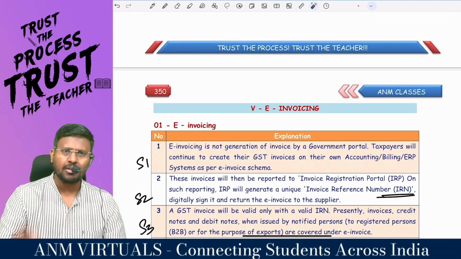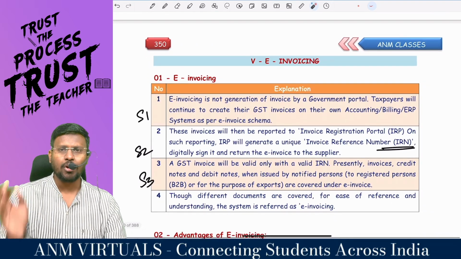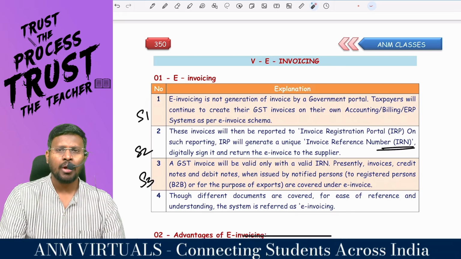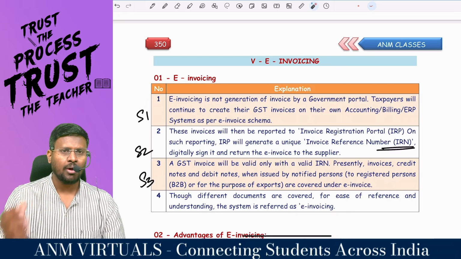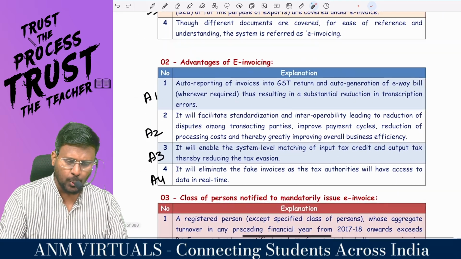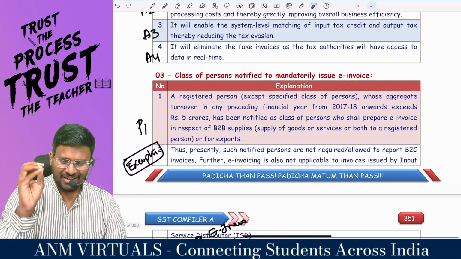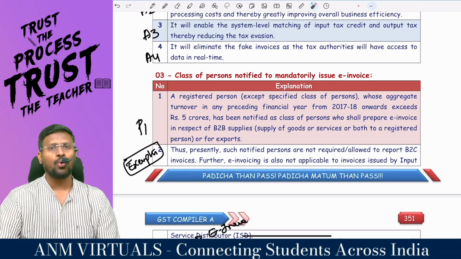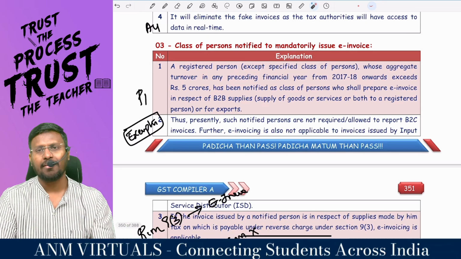You have to prepare the invoice by using your own software. You have to report it to IRP. Then they will generate IRN. They will return it back to you, if needed, with the QR code. Then you have to share that with your recipient. Right, sir? There are 4 advantages for e-invoicing, sir. But certain classes of people have no need to do it. But certain people have to mandatorily do it.